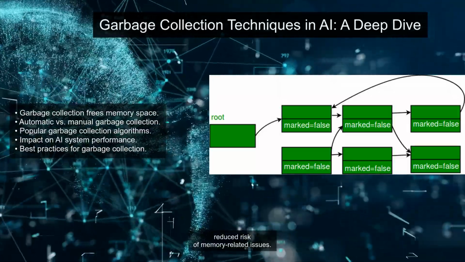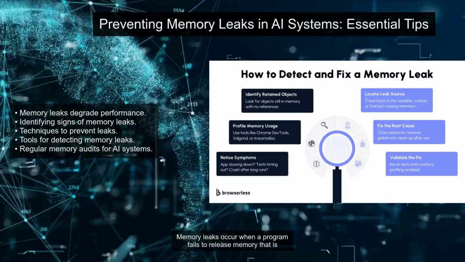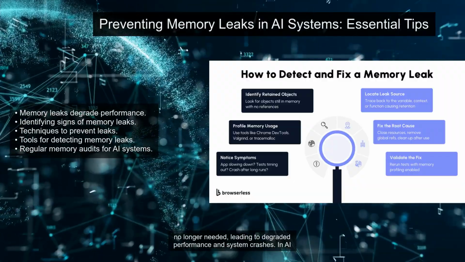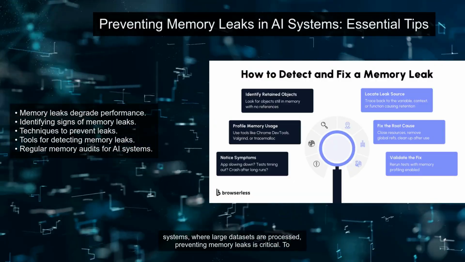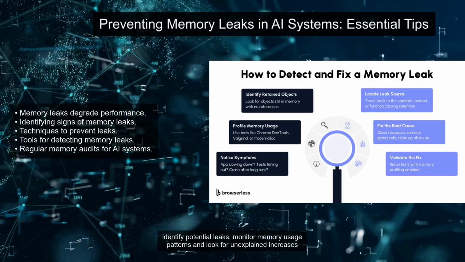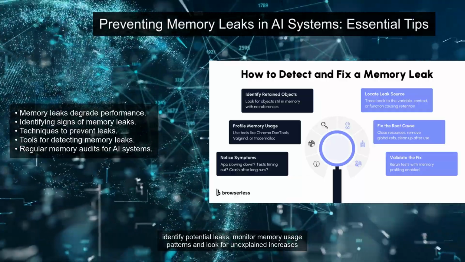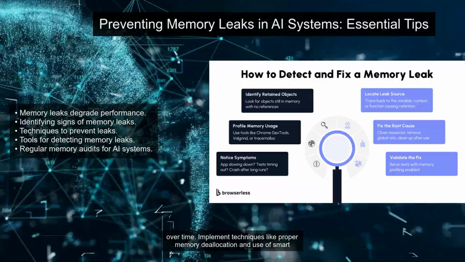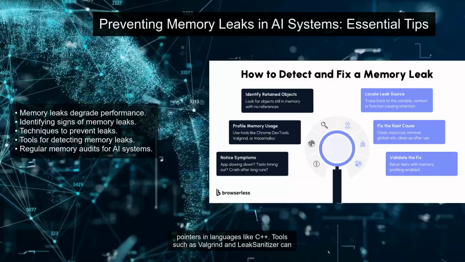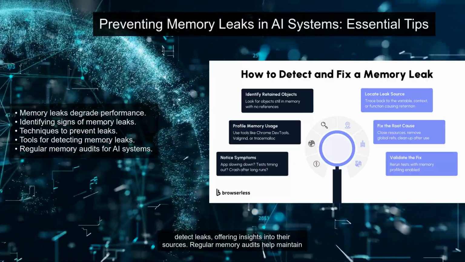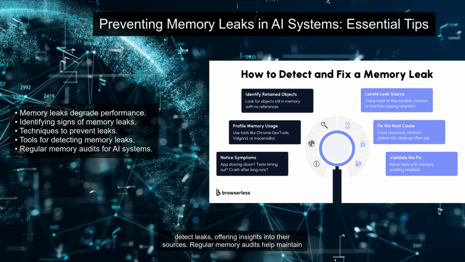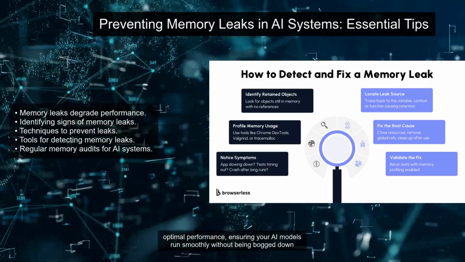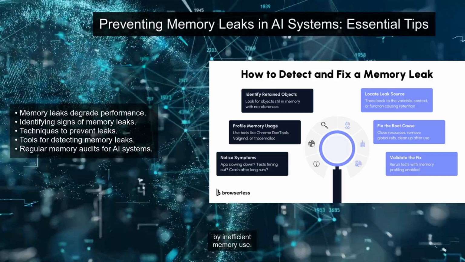Memory leaks occur when a program fails to release memory that is no longer needed, leading to degraded performance and system crashes. In AI systems, where large datasets are processed, preventing memory leaks is critical. To identify potential leaks, monitor memory usage patterns and look for unexplained increases over time. Implement techniques like proper memory deallocation and use of smart pointers in languages like C++. Tools such as Valgrind and Leak Sanitizer can detect leaks, offering insights into their sources. Regular memory audits help maintain optimal performance, ensuring your AI models run smoothly without being bogged down by inefficient memory use.